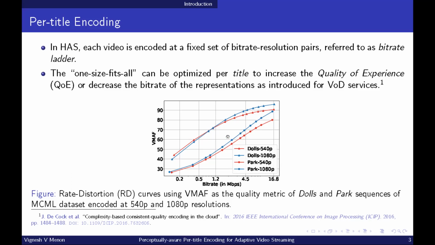As shown in this figure, for the DOL sequence, the crossover bitrate between 540p and 1080p happens at approximately 0.8 Mbps, whereas for the PARC sequence, 1080p always remains superior over the entire bitrate range, which means 1080p should be selected for the bitrate ladder for the entire bitrate range. This content dependency to select optimal bitrate resolution pairs is the basis of introducing the per-title encoding scheme.